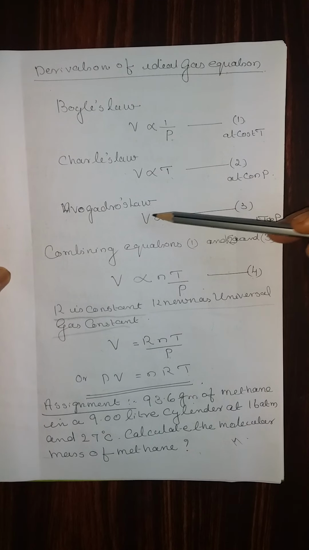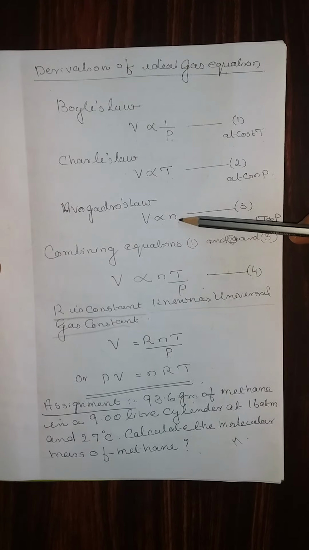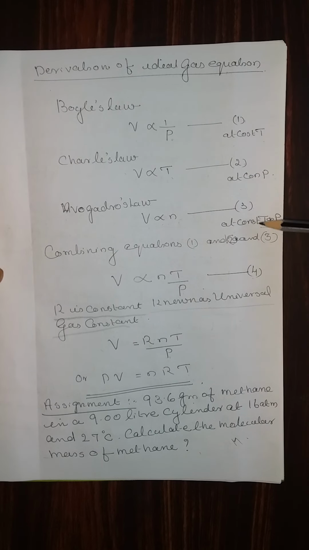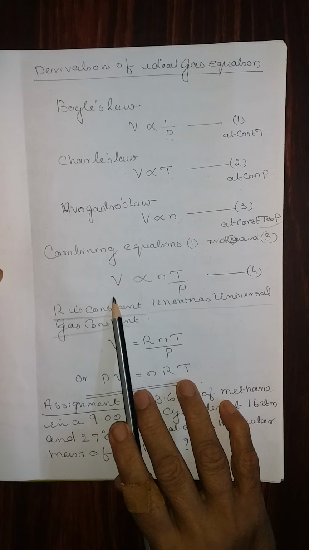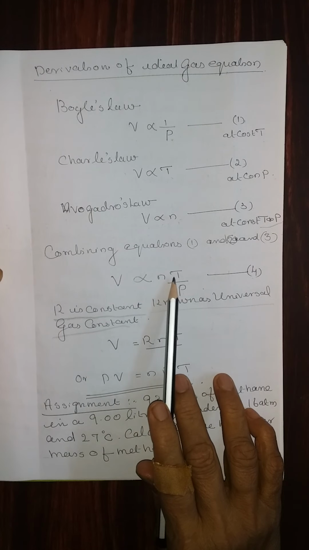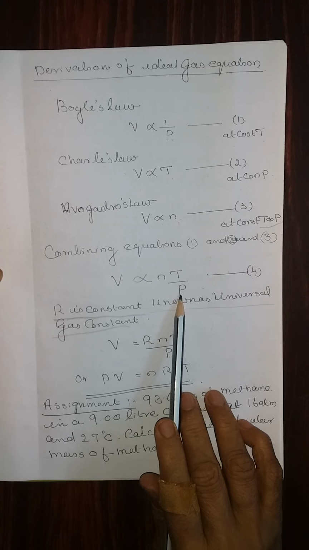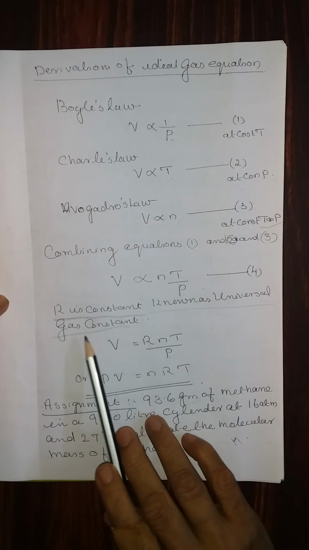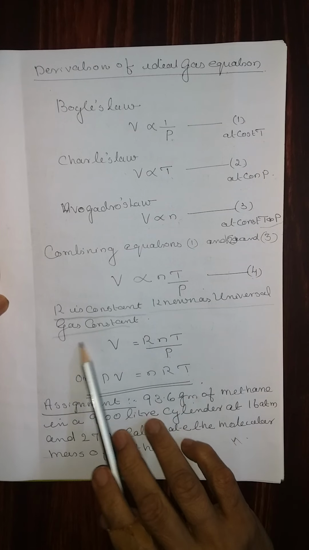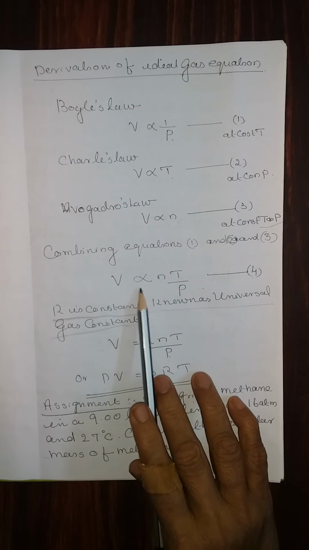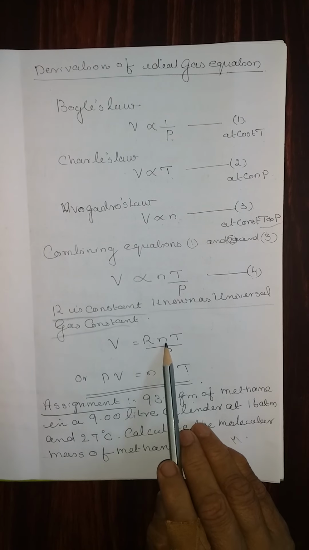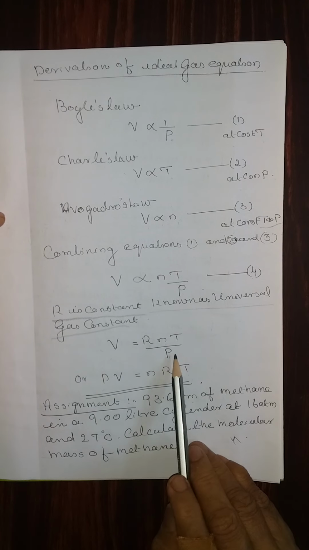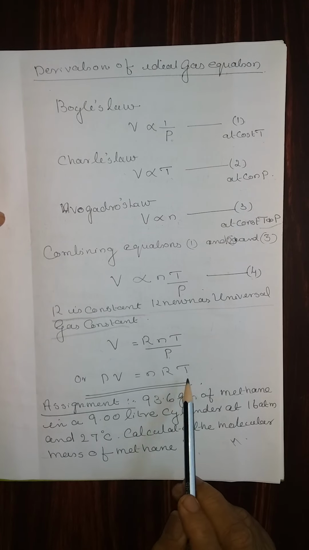Avogadro's law: the volume is directly proportional to the number of moles at constant temperature and pressure. Combining equations 1, 2 and 3, we can write V is proportional to n and T and inversely proportional to P. Equation number 4. R is a constant known as the universal gas constant. Removing the proportionality by using R, V is equal to RnT by P. On rearranging, PV is equal to nRT.